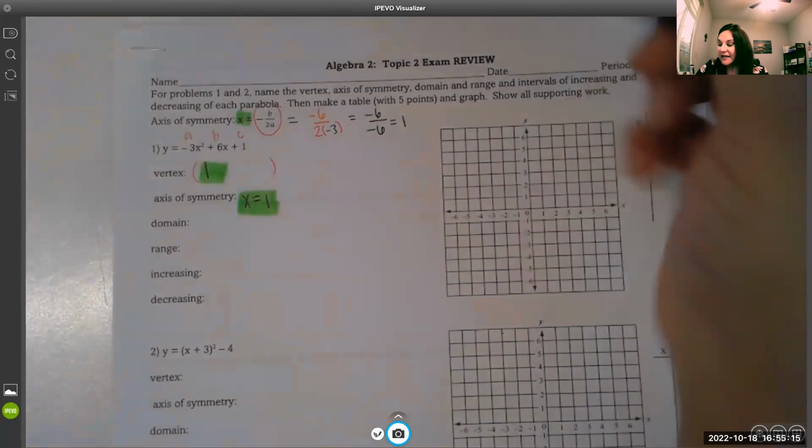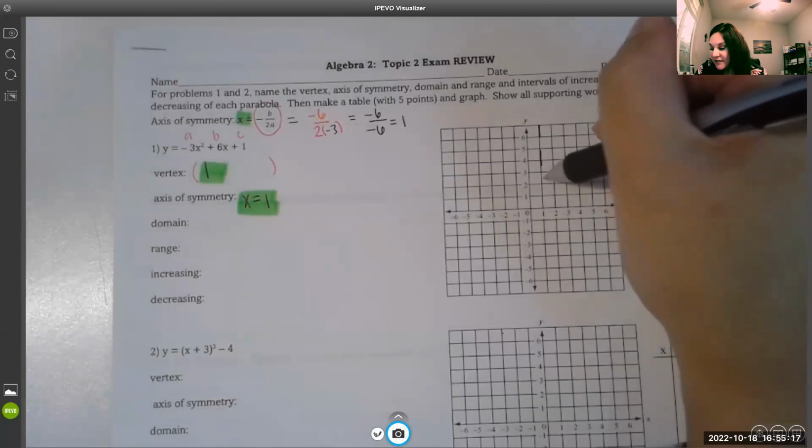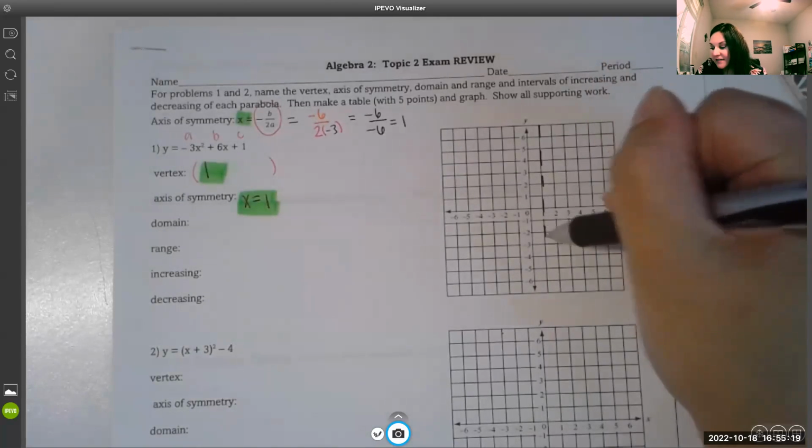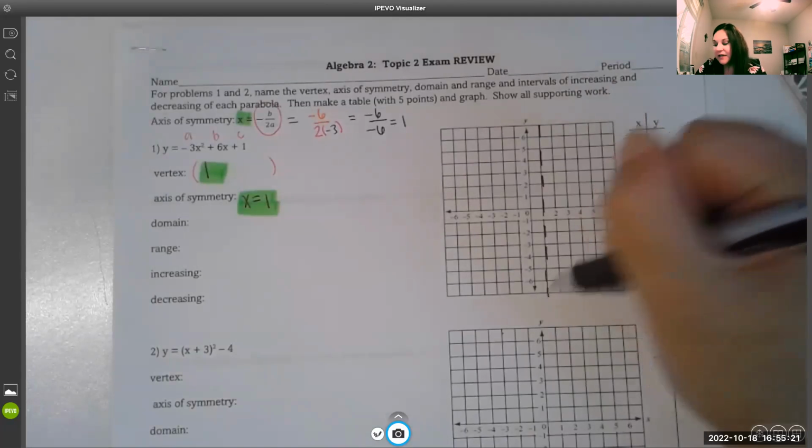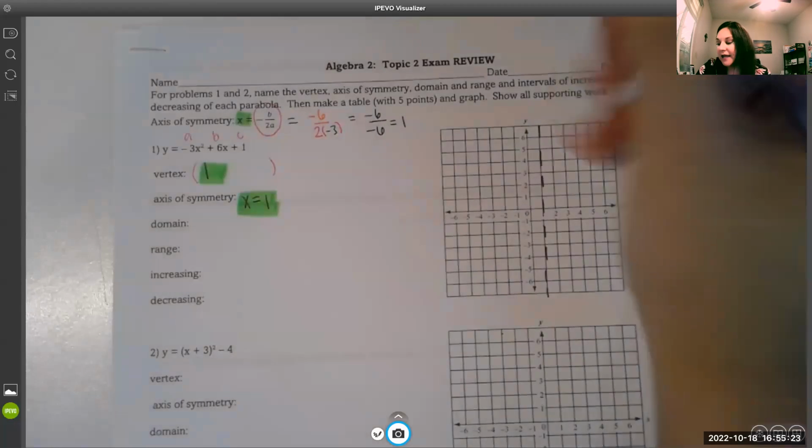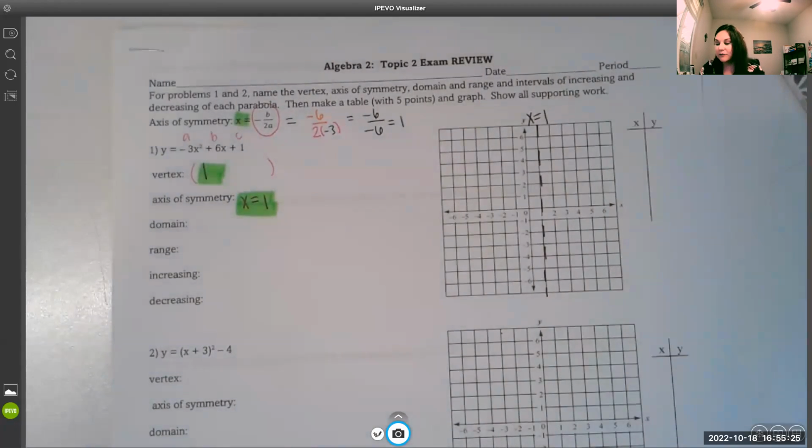And so I'll put a 1 here, and then it will also help me for my axis of symmetry. Now, the axis of symmetry is the dotted line that divides the parabola. It makes a mirror image, and I am going to label that x equals 1.